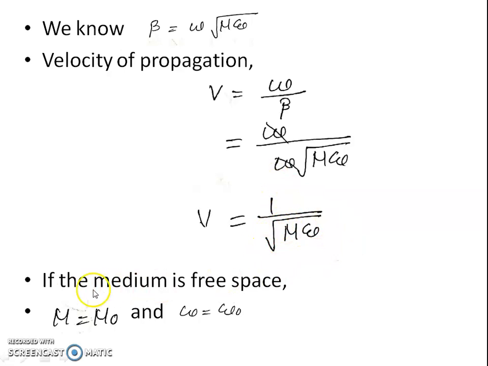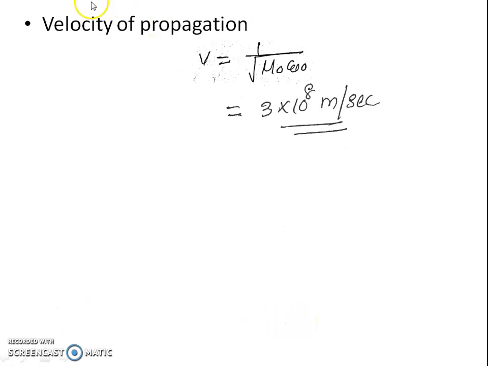And if the medium is free space, then the value for mu is equal to mu 0 and the value of epsilon is epsilon 0. So the velocity of propagation becomes, in the case of free space, V is equal to 1 by root of mu 0 epsilon 0, and the value is equal to 3 into 10 raised to 8 meter per second. This is about the wave equation in perfect dielectric or lossless dielectric. Thank you.